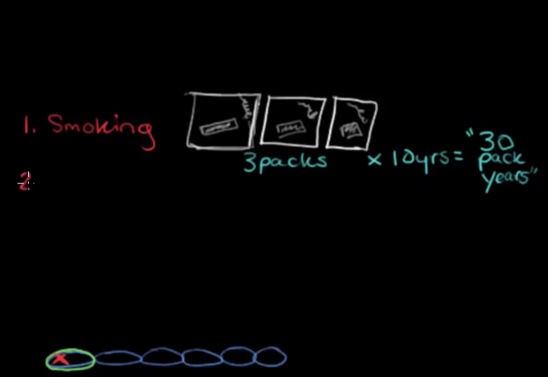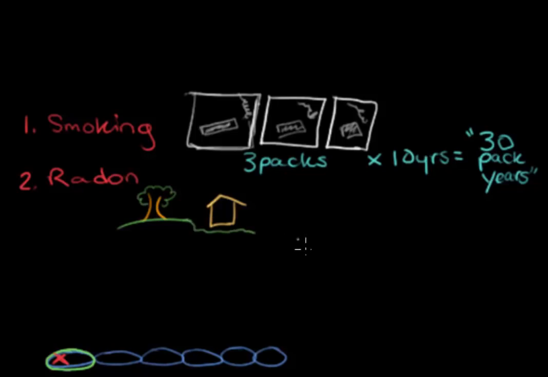And radon is a naturally occurring gas that you find in the atmosphere that we're breathing in all the time. And to explain where it comes from, I'm going to draw a tree rooted in some soil and maybe a house on top of this soil. And in this soil is a chemical that when it breaks down, it releases this colorless, odorless gas called radon into the environment. And it can become trapped in houses, and particularly in basements in houses, and it builds up. And at high enough concentrations, this can cause lung cancer.